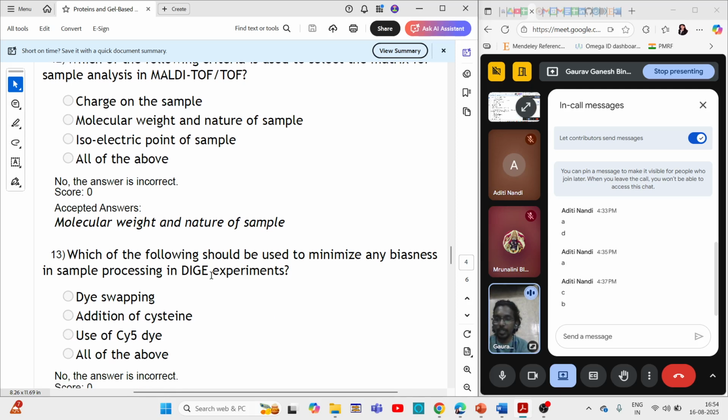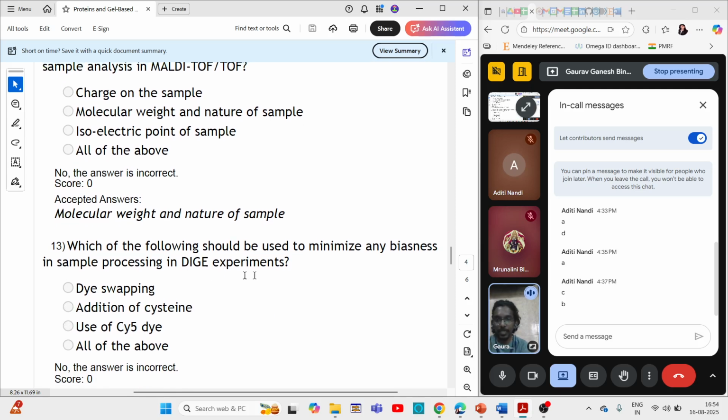Which of the following should be used to minimize any bias in sample processing in DIGE experiments? Is it dye swapping, addition of cysteine, use of Cy dyes, or all of the above? We did discuss in detail sample preparation in DIGE experiments.